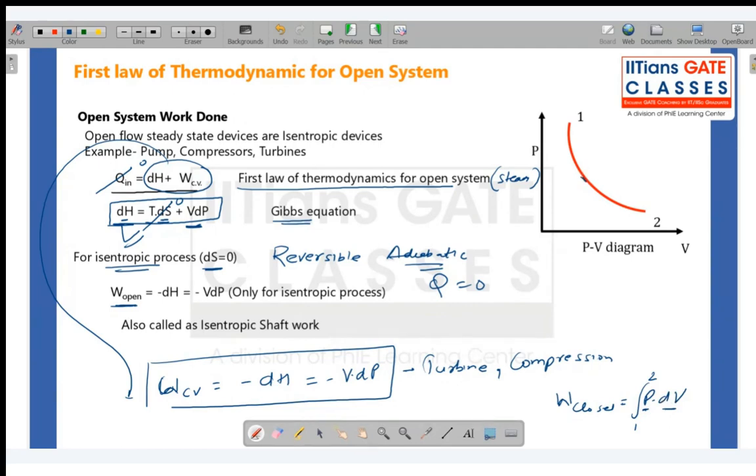So what did we take? We took a small pressure and we defined it like this. And then we did it an infinite number of times, and we said that this area when extended on the volume axis gives you closed system work.